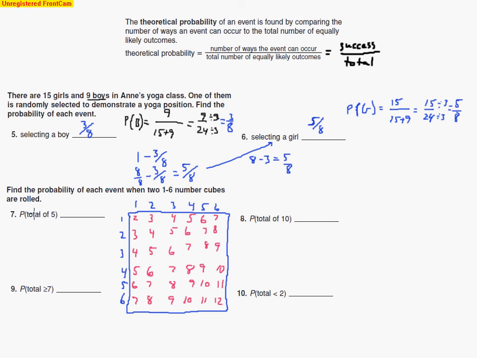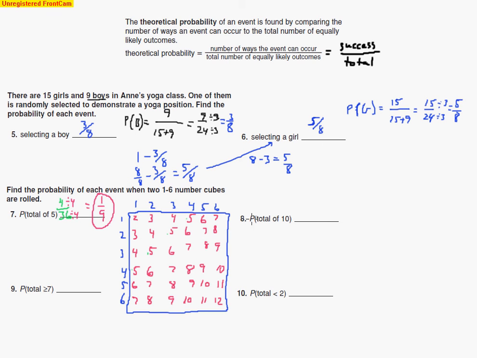Let's take a look at the total of 5. We have to be able to roll a 5 here. Let's see how many 5s there are. There's 1, 2, 3, 4. So 4 out of how many total? Well, 6 times 6 makes 36. So there's 36 total. You need to reduce that fraction. Take out that common factor. Divide both by 4, and we'll get our answer of 1 over 9. So there is the answer.